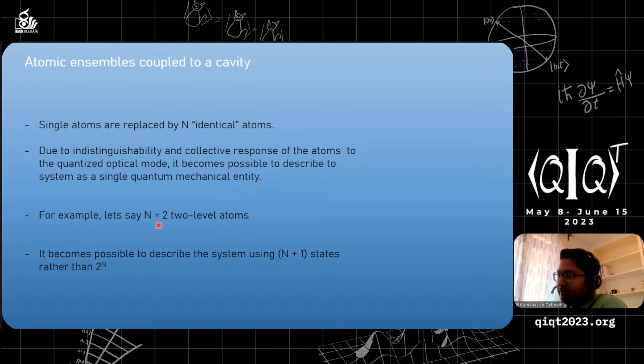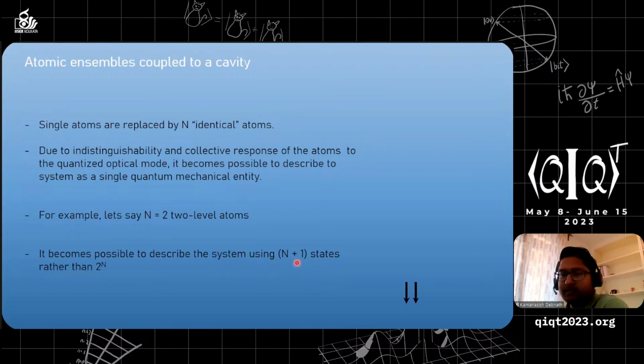So let's say you have two two-level atoms, completely identical, close to each other, and behaving like a single entity. Then the total number of states can be n plus 1. The system can be described as n plus 1 rather than 2 to the power n. And this will become clear here.